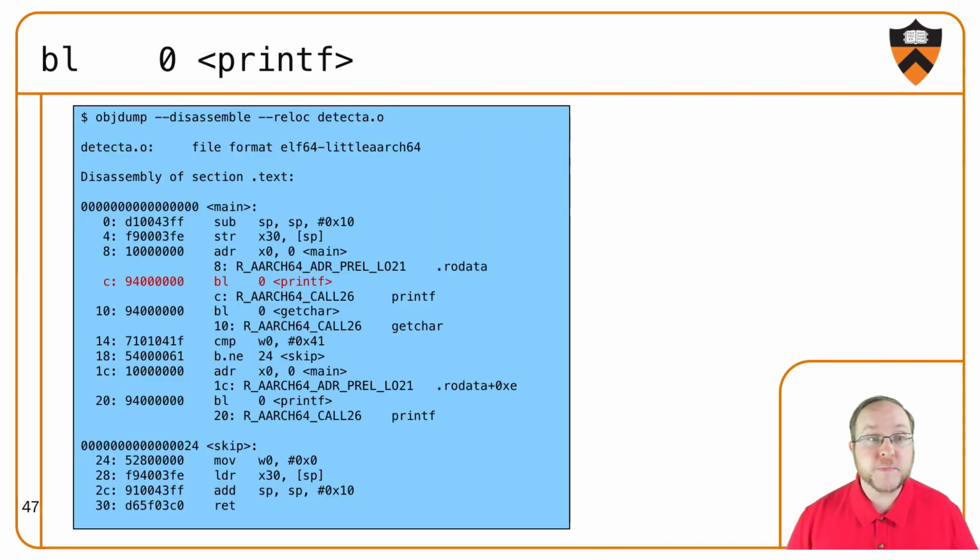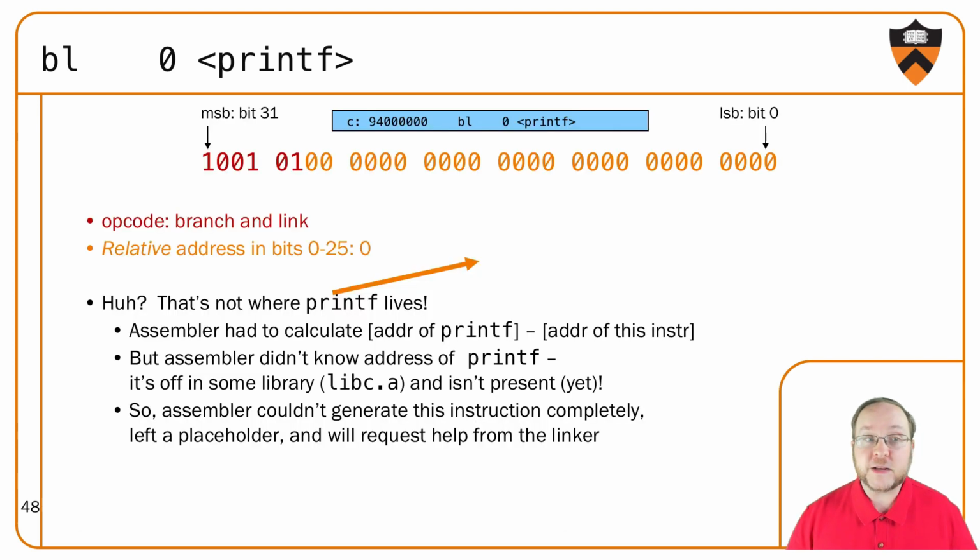Our next instruction is the BL call to printf. Now that we know a little bit more about placeholder data in instructions, we can see just from the hex that this is going to have a placeholder in it. We're certainly not branching to memory location 0, so let's take a look and see what this placeholder is doing. Indeed, we have an opcode for BL, then the entirety of the relative address is 0. The assembler needs to calculate the relative address between this instruction and printf, but it doesn't know where printf will be. It's off in another file.